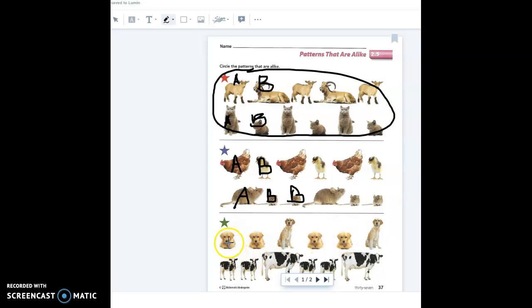All right, let's look at this last one. I have puppy, puppy, dog. Puppy, puppy, dog. The puppy's an A. There's another puppy. He's also an A. And then the dog is the B. So this pattern is A, B. Let's look at this one. I have calf, calf, cow. Calf, calf, cow. So the calf is A. There's another calf. He's also A. And then I have the cow, which is my B. Is this pattern the same as this one? Yes, they're both A, B patterns. So I would circle that. So the top and the bottom both have the same type of patterns.